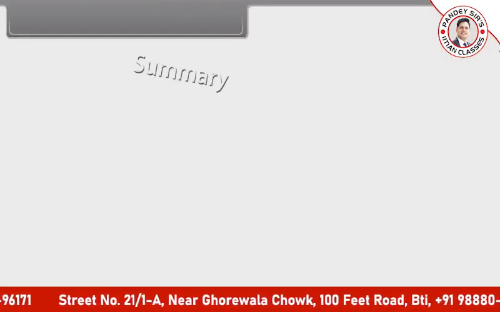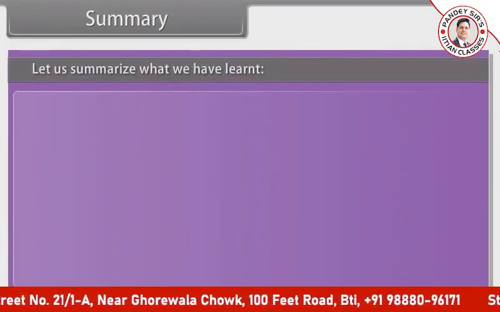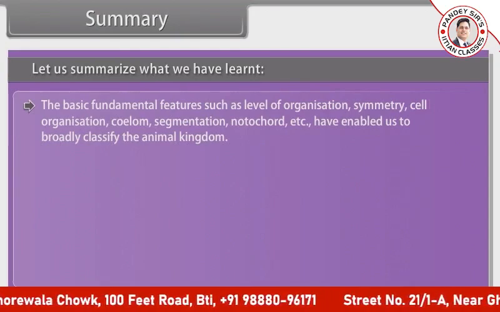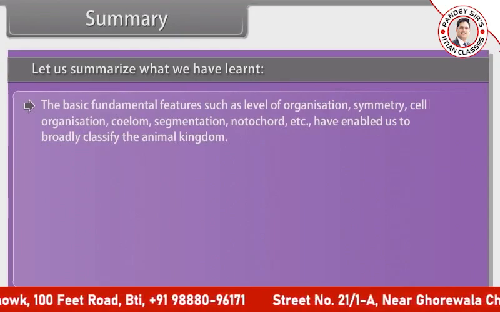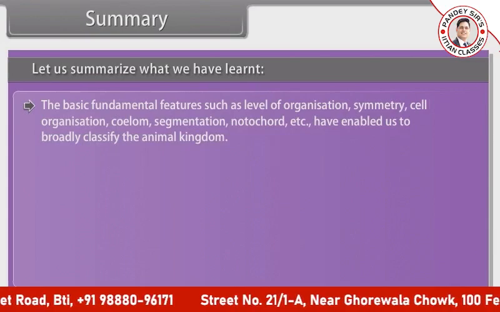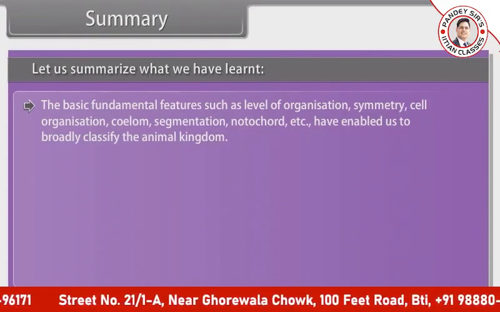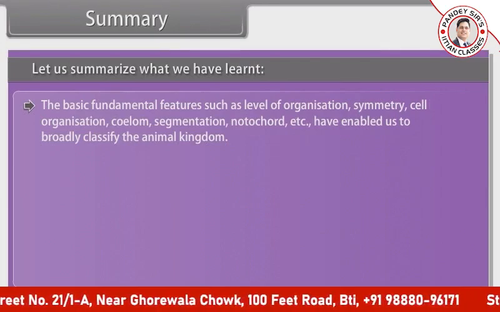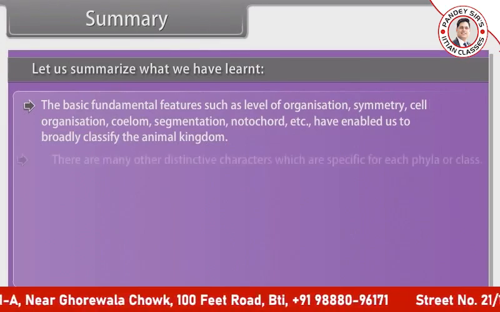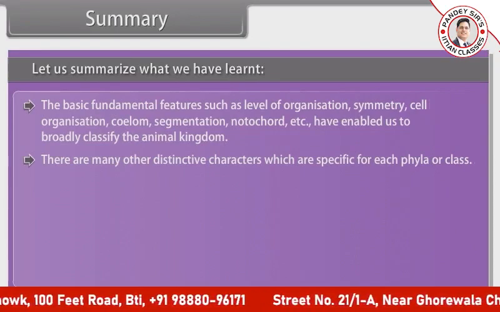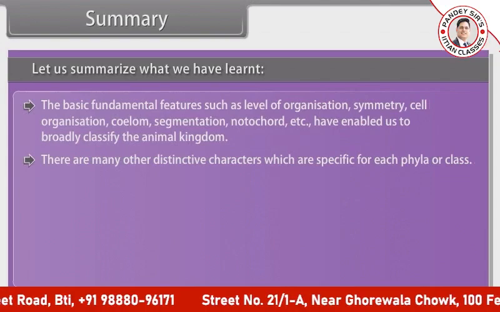Summary. Let us summarize what we have learnt. The basic fundamental features such as level of organization, symmetry, cell organization, coelom, segmentation, notochord, etc. have enabled us to broadly classify the animal kingdom. There are many other distinctive characters which are specific for each phylum or class.